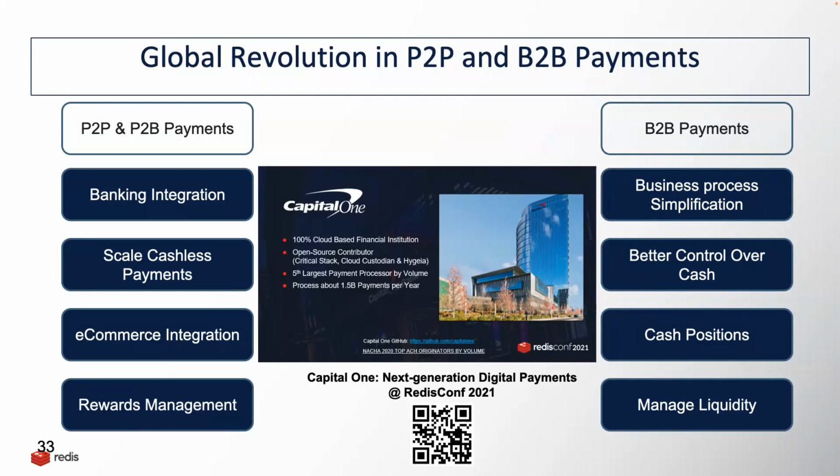That is an excellent presentation on YouTube from our Redis conference by the architect of the new payment system at Capital One. You can watch it by scanning the QR code on this slide. Capital One is an American bank founded 28 years ago. It now operates 100% in the cloud. The bank's customers have embraced mobile banking and expect a real-time customer experience. They are also the 5th largest payment processor in the US, processing over 1.5 billion payments across their consumer and commercial lines of business.